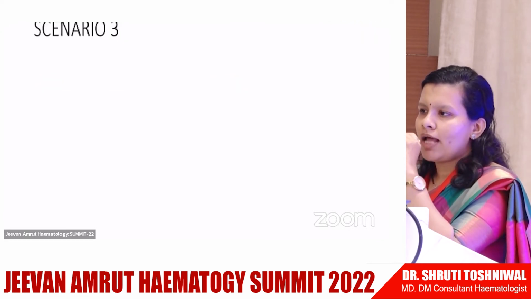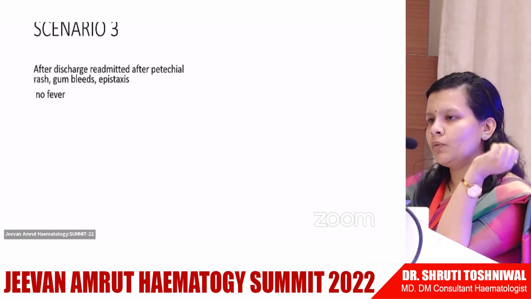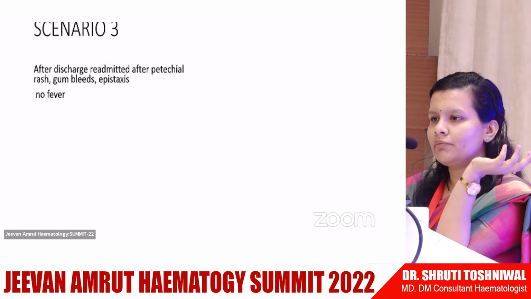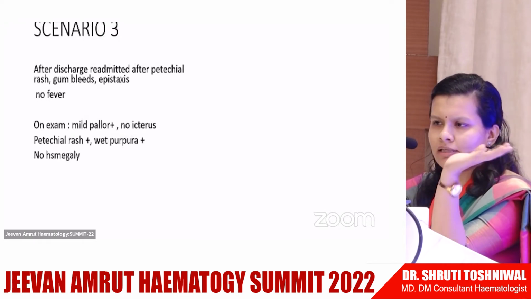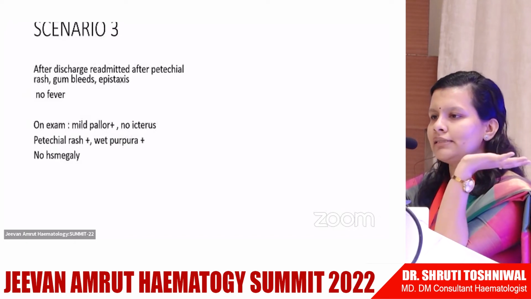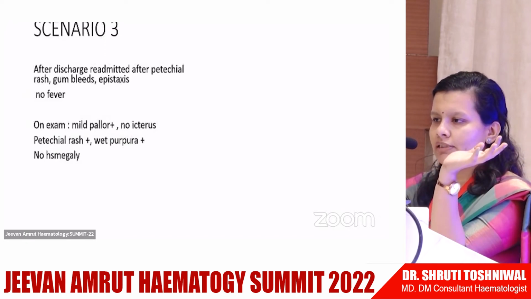So scenario 3, what happens? His discharge is good. We said he should come for monitoring of platelet count. And then again, after a month, he is admitted with petechial rash, gum bleeds, and epistaxis. This time he has mild pallor. He is stable, not sick looking, a very stable patient walking to your clinic with bleeding manifestations.